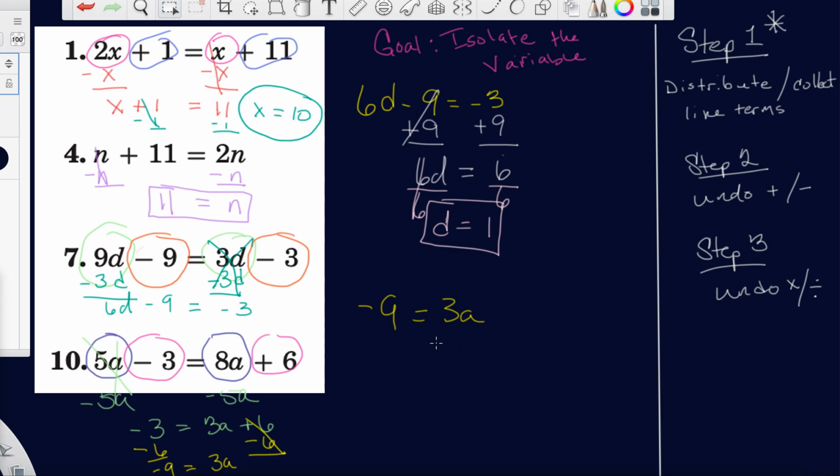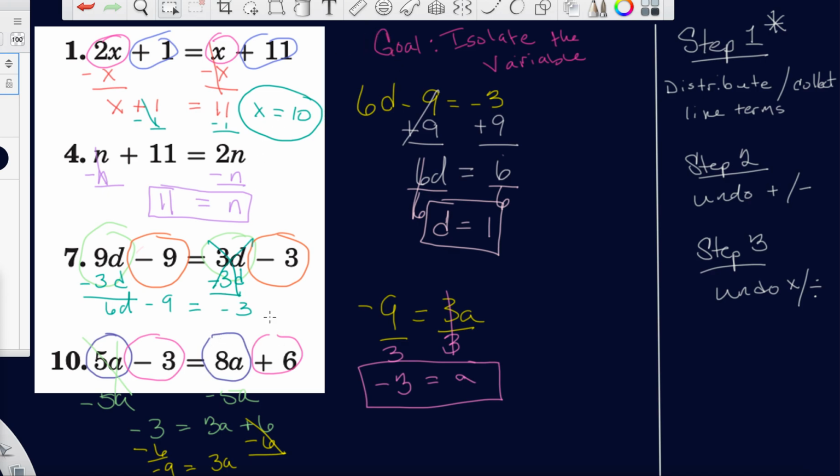Now I have my a's on this side and my integers on the other side. I just need to get rid of this 3. And how do I get rid of multiplication? I get rid of it with division. So I divide by 3. That goes away. Divide by 3. And a is equal to negative 3. And that's it. That's all you guys have to do.